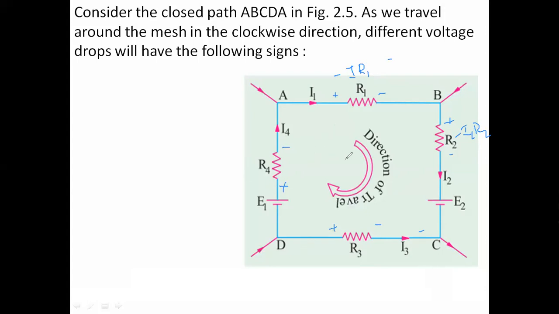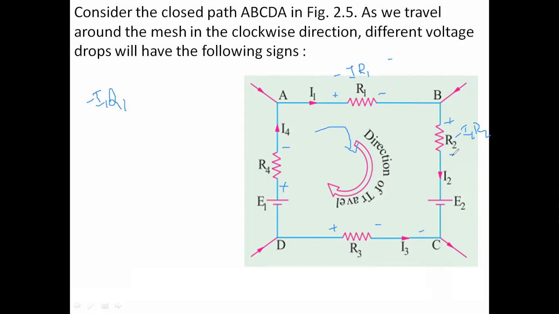So now we can write the voltage drop equations. Suppose we are considering this current direction. This is the same entire circuit. If we move from A and again reach A, starting from A, what is the voltage drop here? I1 into R1, that is negative, so minus I1 into R1.